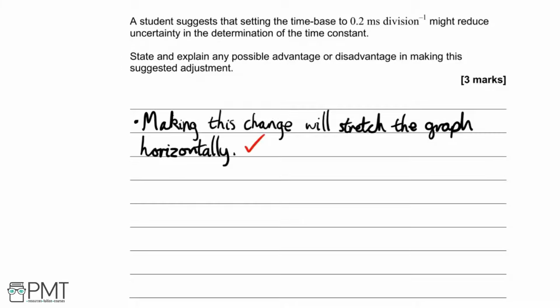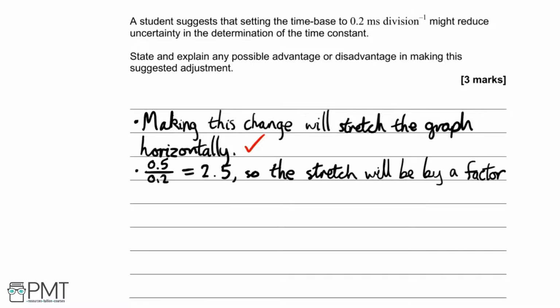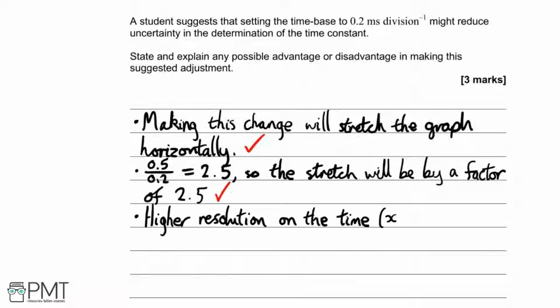The next thing to include would be some kind of quantitative change, i.e. by what factor would that stretch be? So if we're going from 0.5 to 0.2, then we've got a change by a factor of 2.5. That's our second mark. The third mark would be to comment on what that does to the resolution of the screen. Because we're technically zoomed in, we will have a higher resolution on that x-axis measurement. So we need to say that the resolution of the time axis has increased. I just included the x there because it's the x-axis, and that will be your third mark. So 3 marks there.